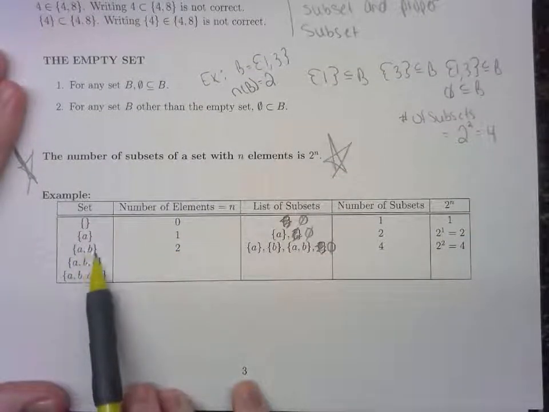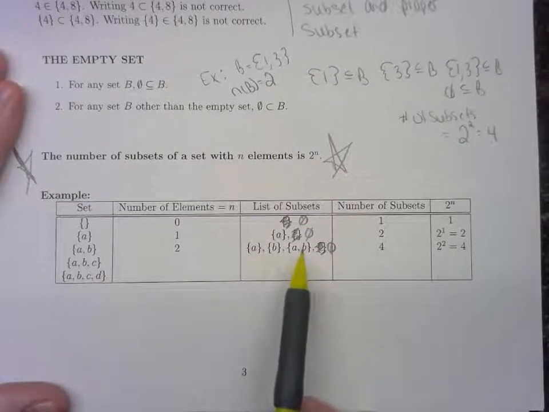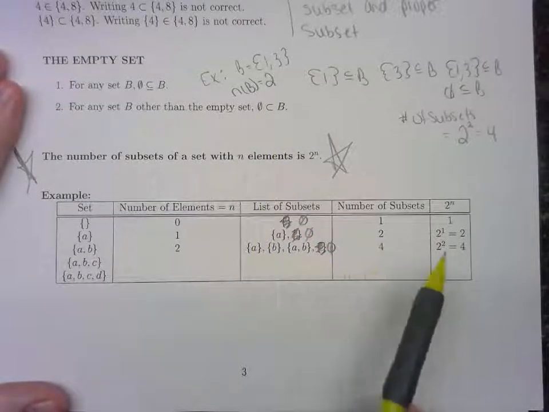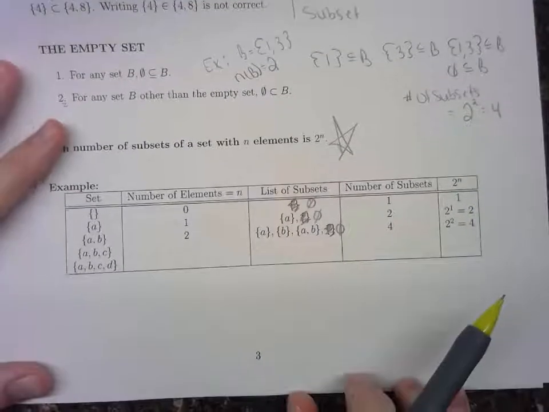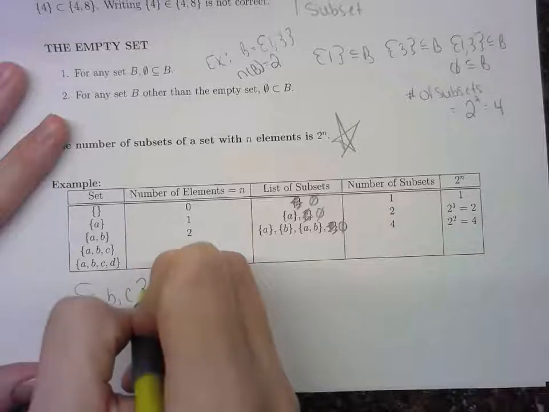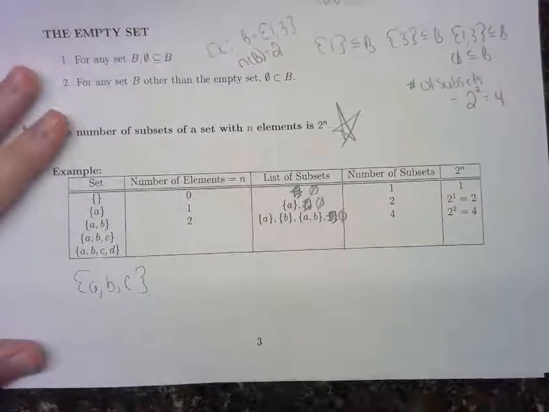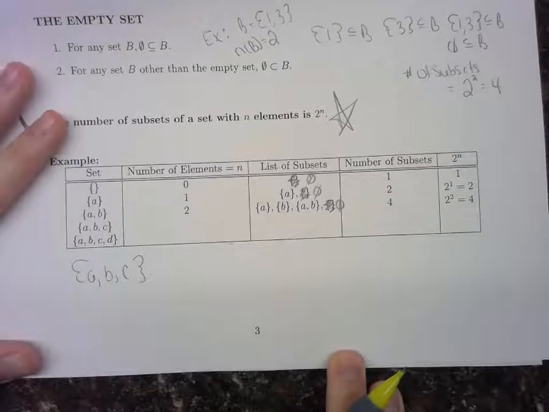The next one, we have 2 elements, just like the B that we did. You have A, B, the empty set, which is 4. So 2 squared equals 4. We're going to do the A, B, C by hand, then we'll count it, and the 4th one we won't write out because it grows quickly.